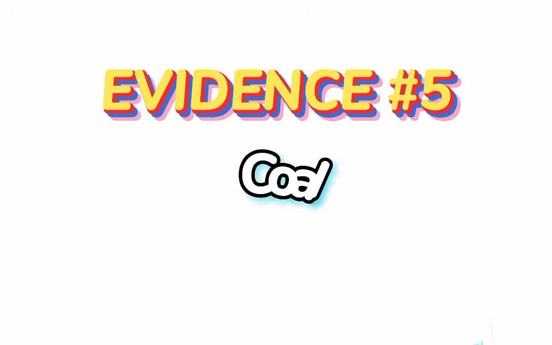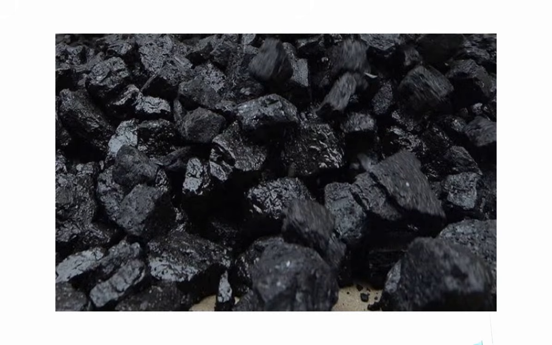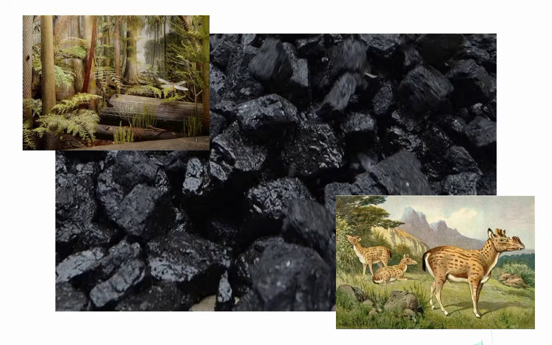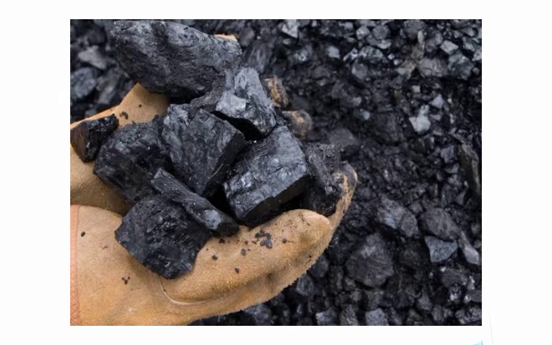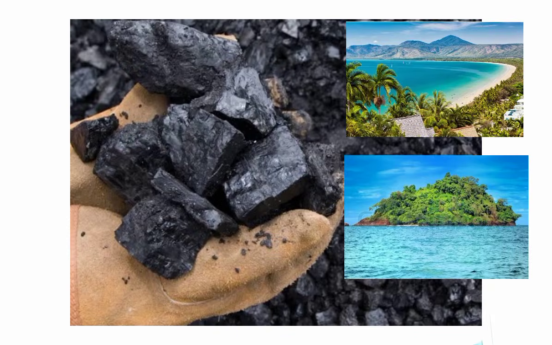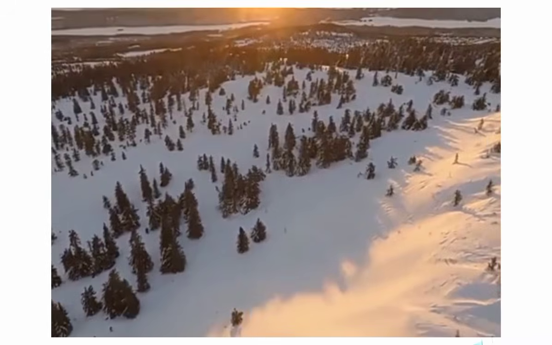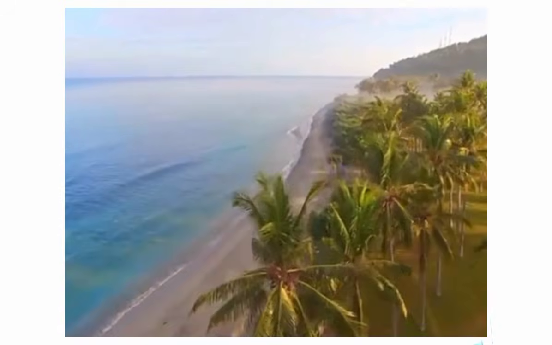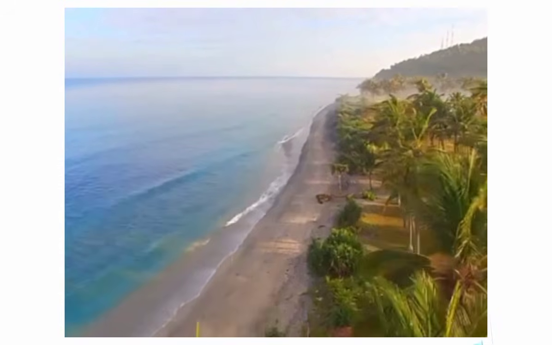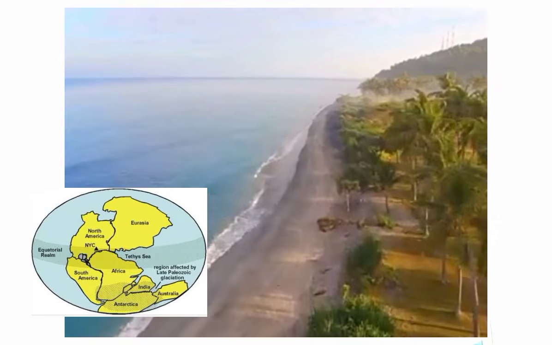Evidence 5. Coal deposits. This somehow connects to the ancient climates. Coal deposits, which are basically the remains of plants and animals that died millions of years ago, were found in temperate and polar regions in the present day. However, coal is only formed in tropical regions, so we can hypothesize that those present cold regions of the Earth were actually tropical regions millions of years ago, which agrees with the jigsaw puzzle or the Pangaea map that we saw earlier.